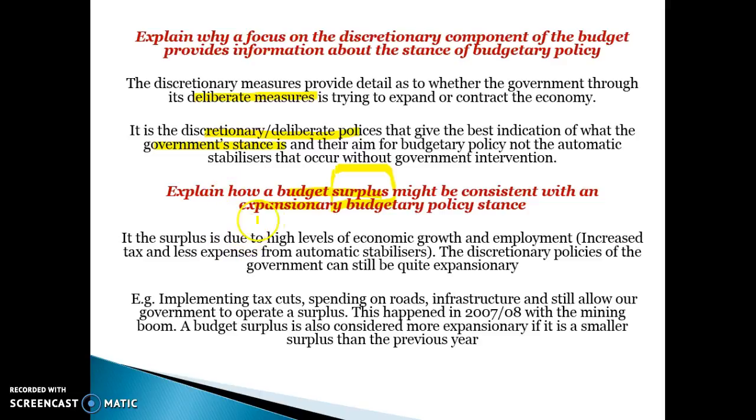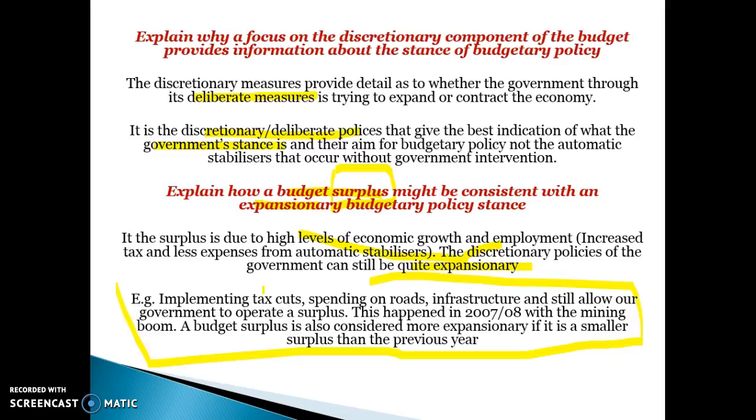So if the surplus is due to high levels of economic growth and employment and less expenses from automatic stabilisers, it will still be expansionary if the discretionary policies are expansionary. Or if the surplus is smaller than last year. And perhaps provide an example. Okay, so if the government's implementing tax cuts or spending or infrastructure, but they're still collecting so much tax that they're in a surplus, that would still be an expansionary budget.